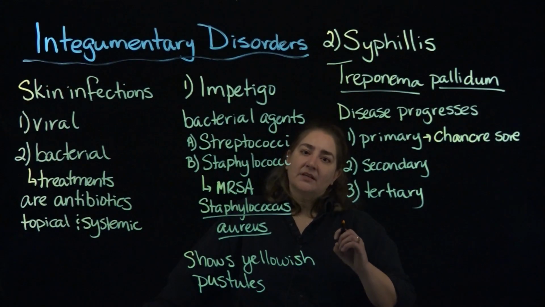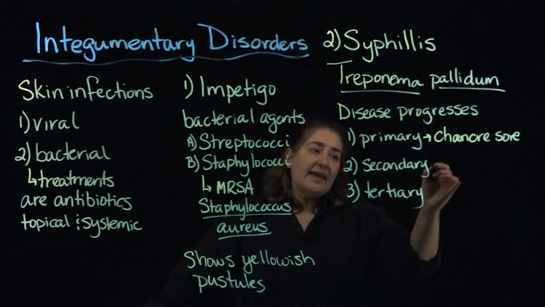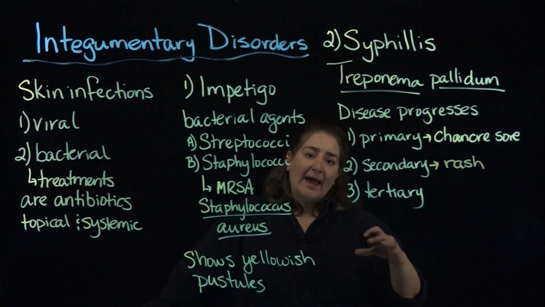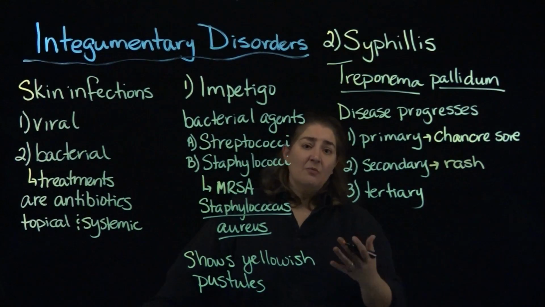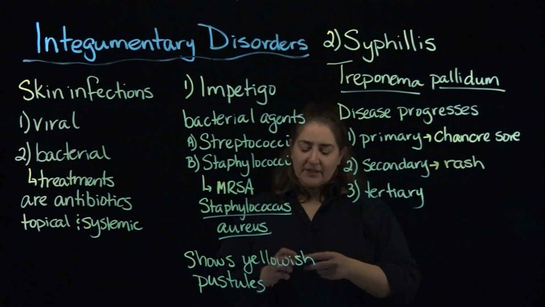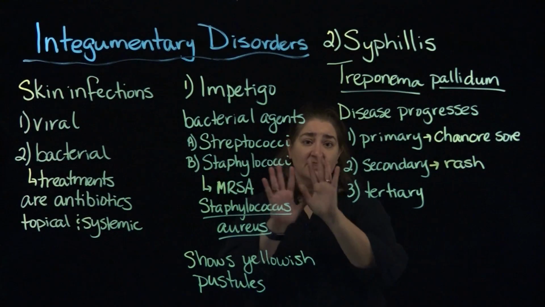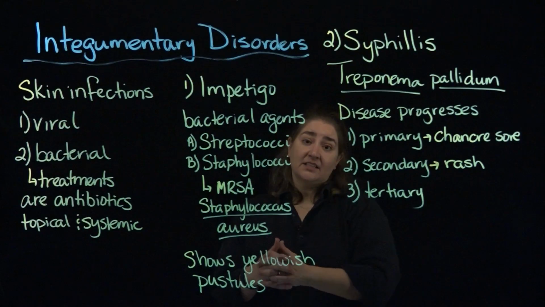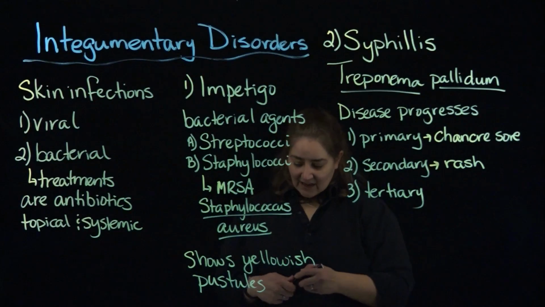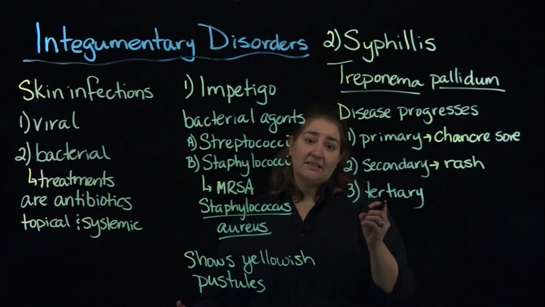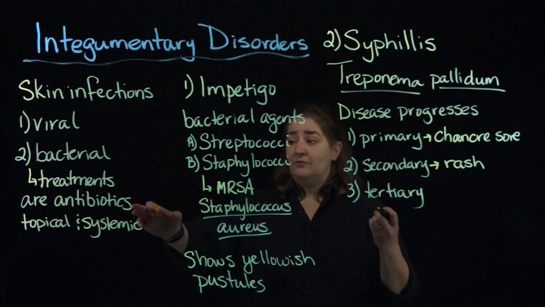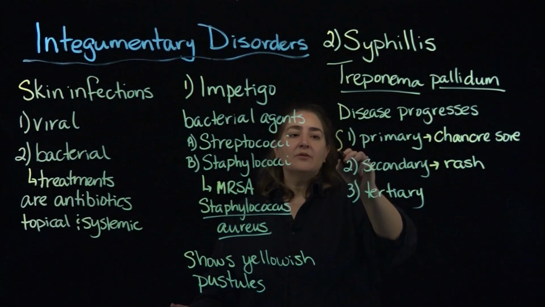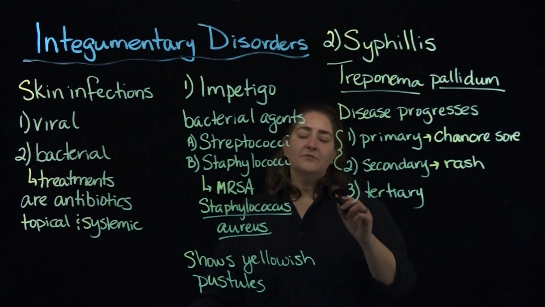What ends up happening, that bacteria travels and it ends up causing a rash across the body. Most commonly, with secondary syphilis, it'll be on the hands and the feet. And again, in the secondary stage, that's highly contagious, all right? Not often seen with today's availability of antibiotics, okay? So primary and secondary syphilis.